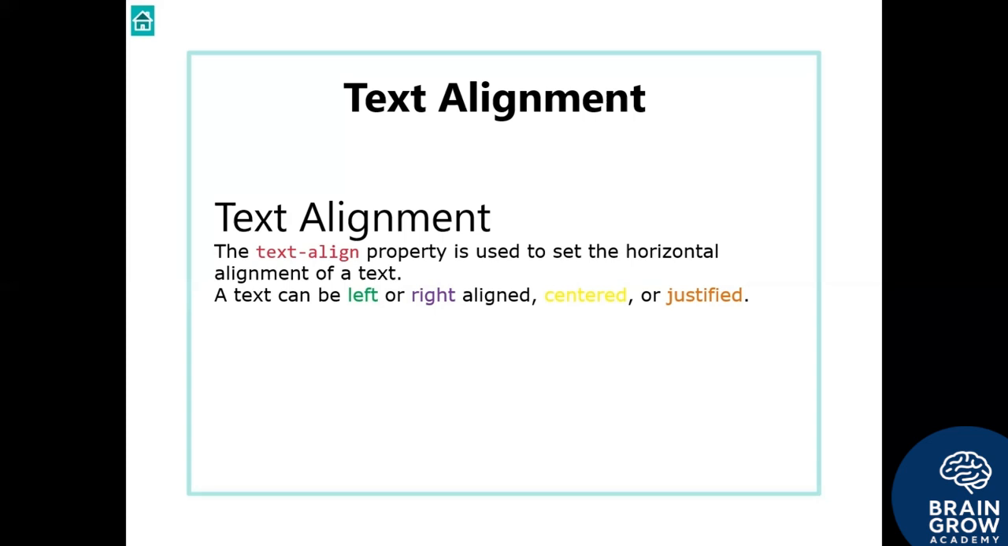Okay, so the text is left aligned by default. We can move the text to the right side or to the center, and we can also justify it. Alright, so let's see how this works in VS Code.